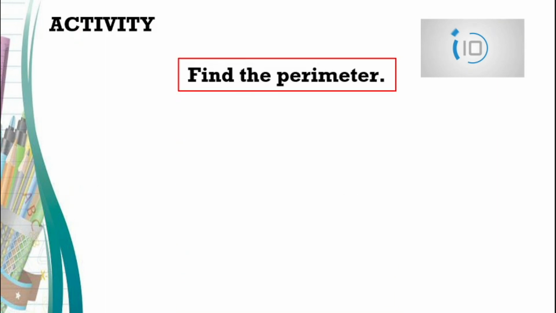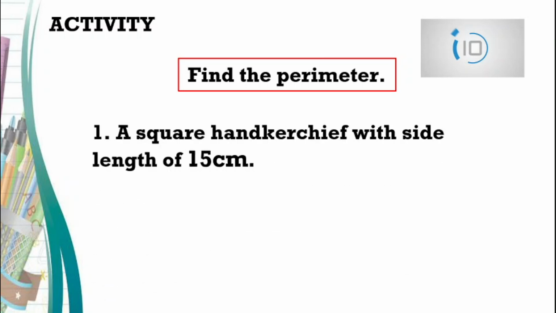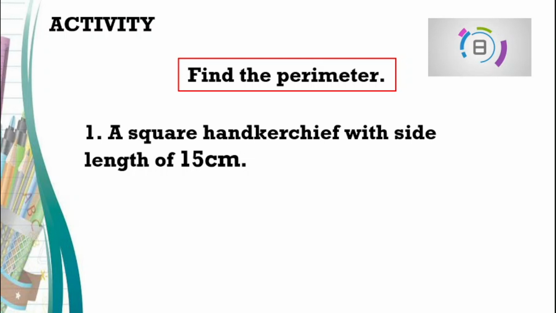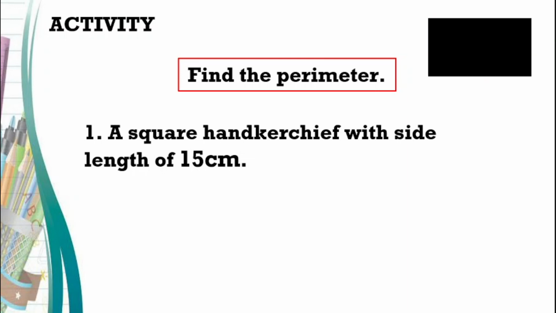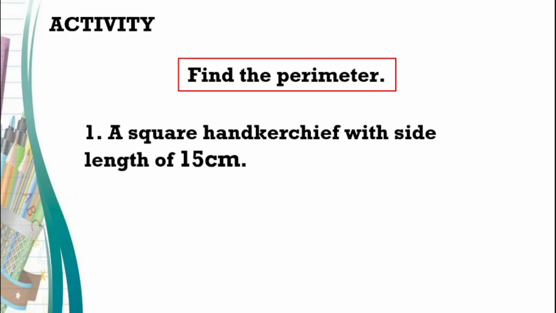So you're going to find the perimeter of some given problem. For number 1, you're going to find the perimeter of a square handkerchief with side length of 15 centimeter. You have 10 seconds to do this. Your timer starts now. Okay, time's up. Now let's reveal the answer. For number 1 is 60 centimeter.